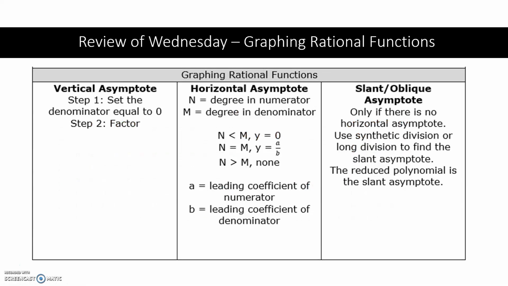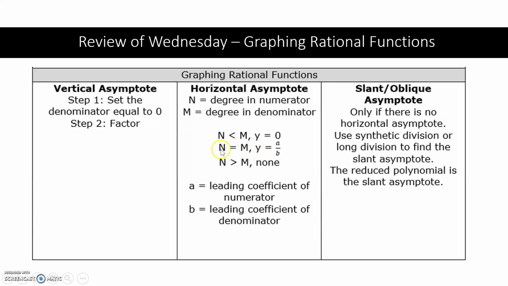So here's a summary of how we're going to graph rational functions. The vertical asymptotes are going to be wherever the denominator is equal to 0. So that means we're going to set the denominator equal to 0 and then we're going to factor it. The horizontal asymptote is going to depend on the degree of the numerator and the degree of the denominator. If the degree of the numerator is less than the degree of the denominator, then our horizontal asymptote is going to be y equals 0.